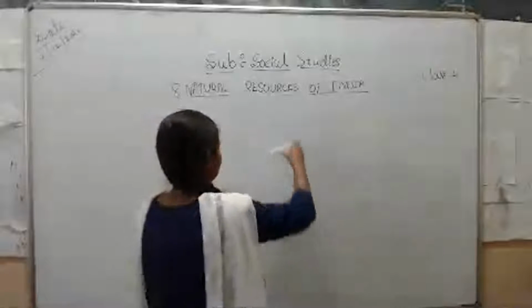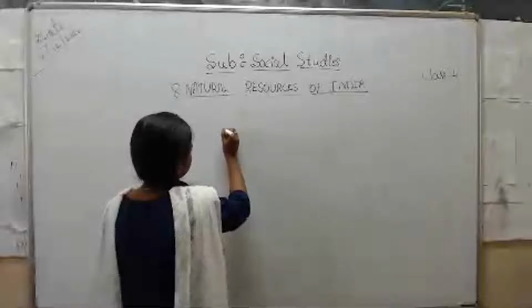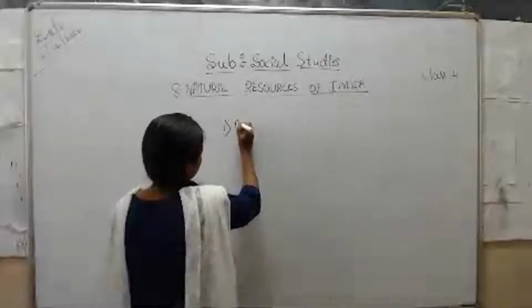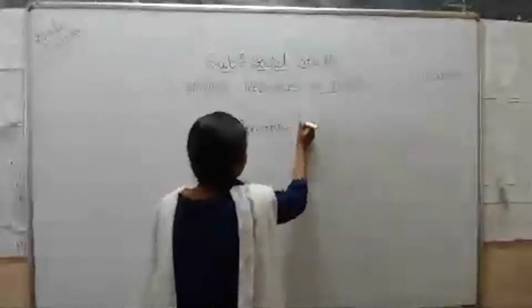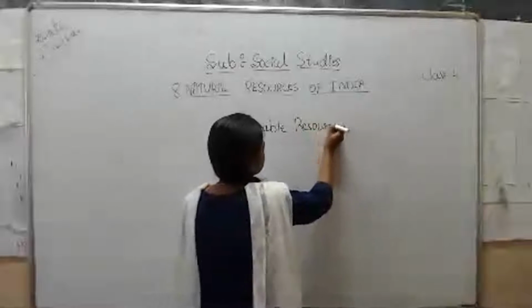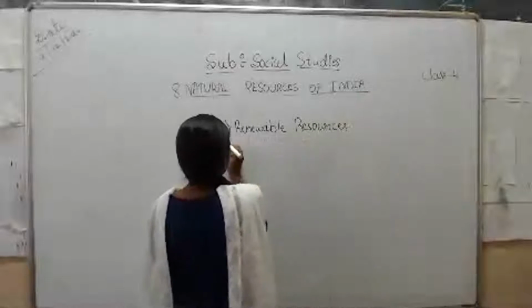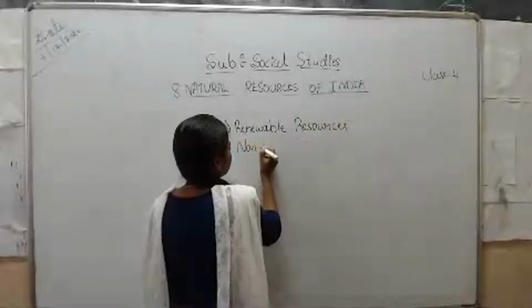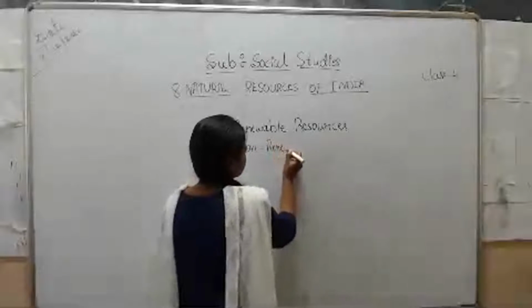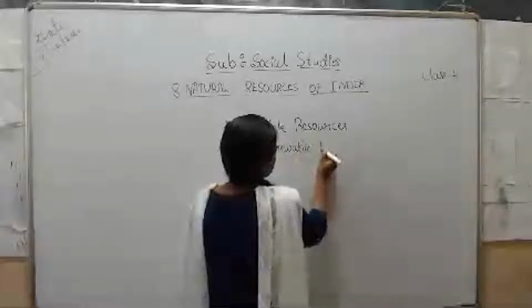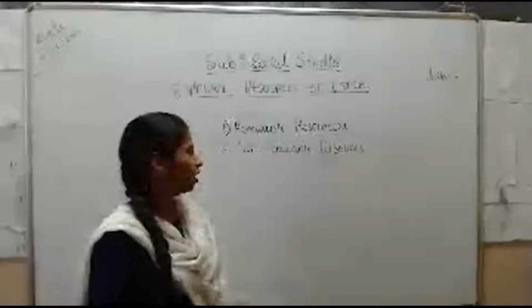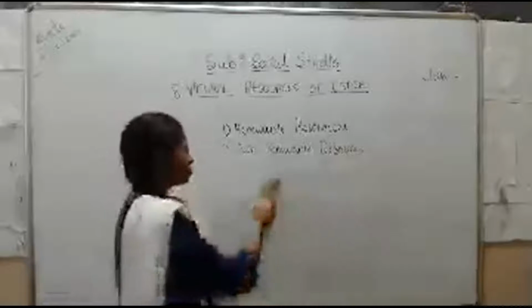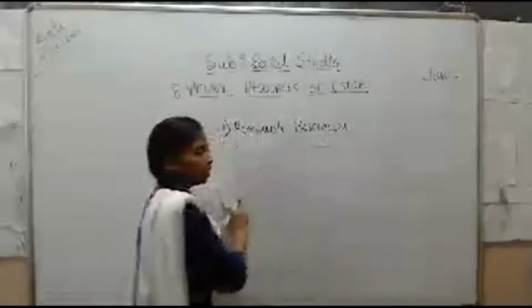Again, natural resources are divided into two parts. First one is renewable resources and second one is non-renewable resources. So these are the two types of natural resources present in our country. What do you mean by renewable resources?